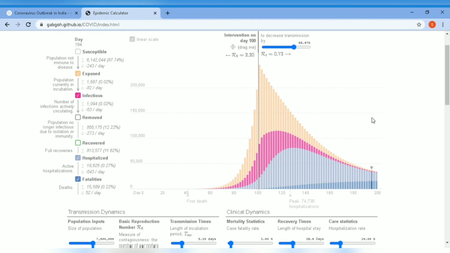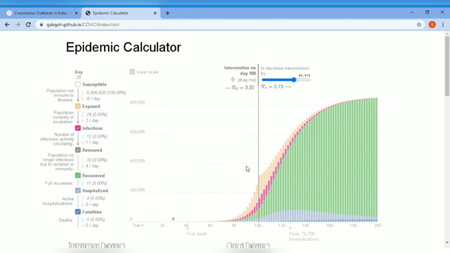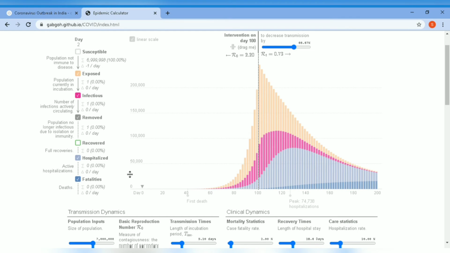Now if you want to see the removed, that is how many persons are removed on a certain day, you just check this box, then removed will appear in the green color. Then uncheck this box, the graph will look like this. Hospitalized is this one, the sky blue. So this is the way that you can interpret it.